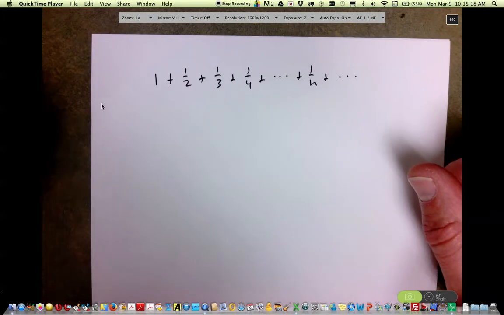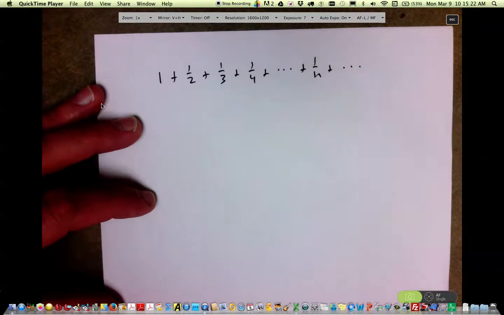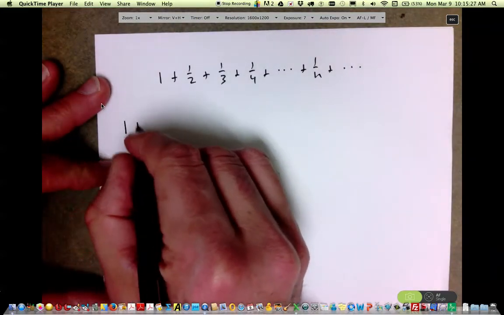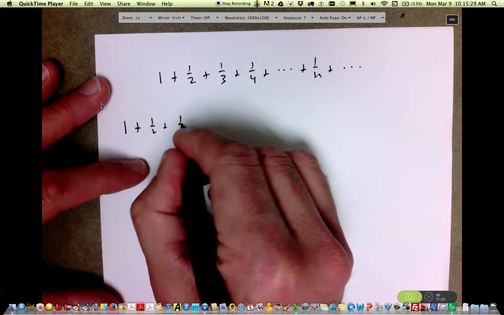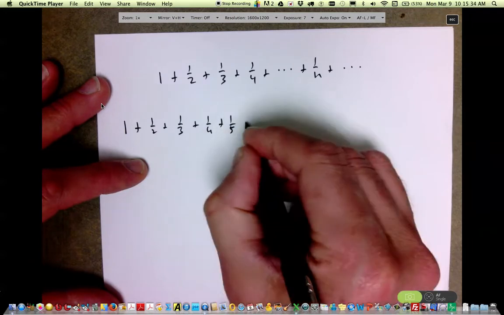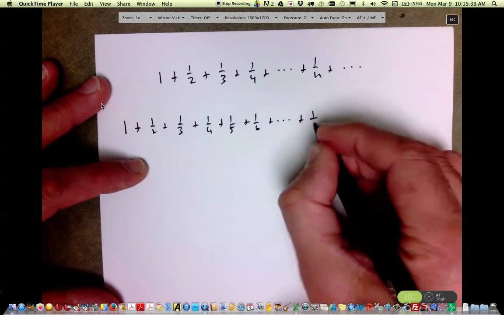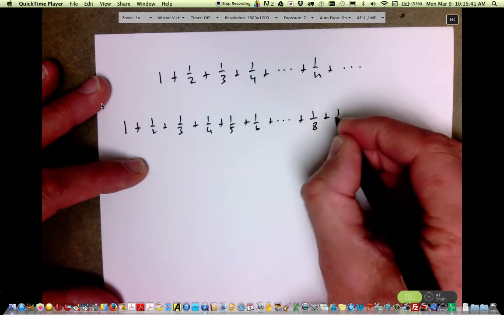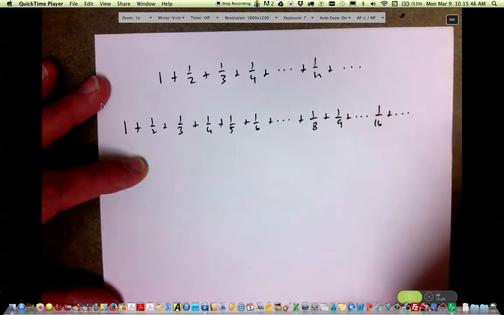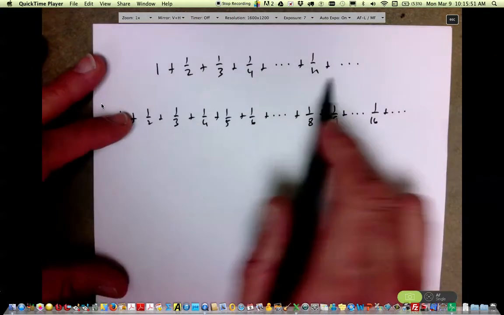I want to go through this in a couple of different ways, and the first way I think is fairly intuitive. Let's say this is my sum: 1 plus 1/2 plus 1/3, 1/4, 1/5, 1/6. Let's say we go up to 1/8, and then 1/9, and we go up to 1/16. I think you'll see why I'm doing this in a minute. This is the sum of all these terms up here.